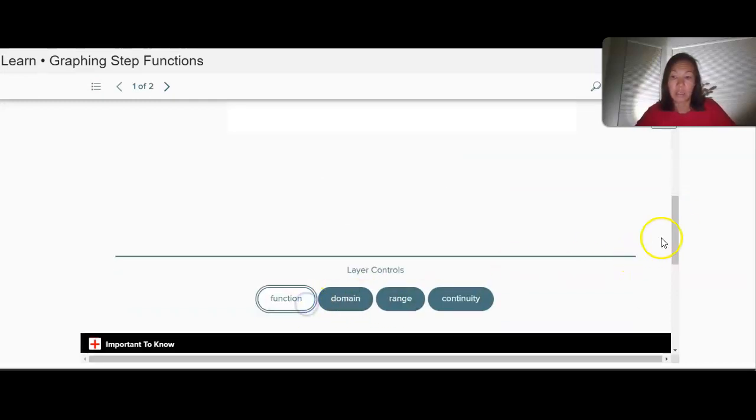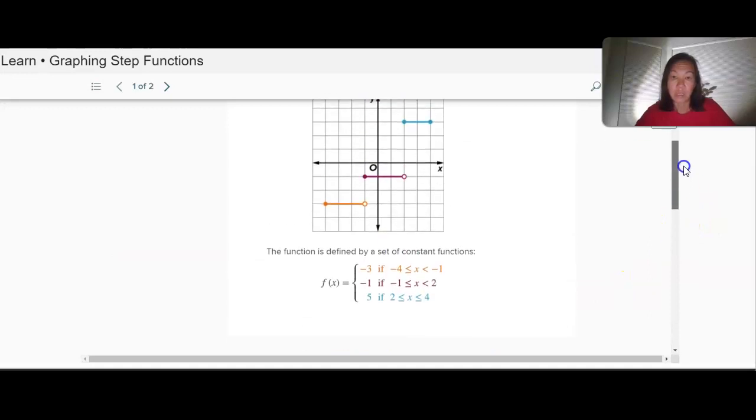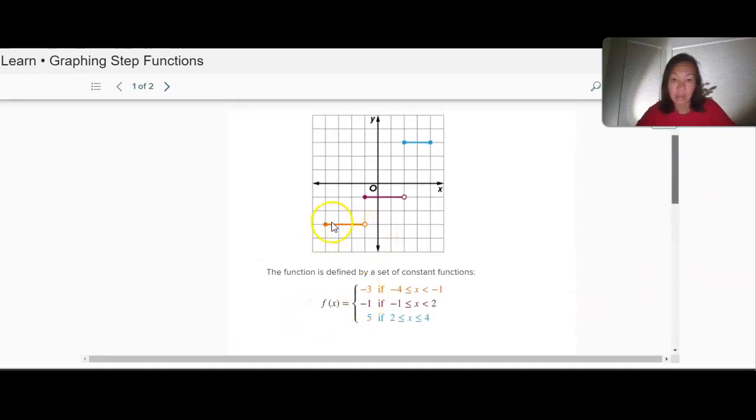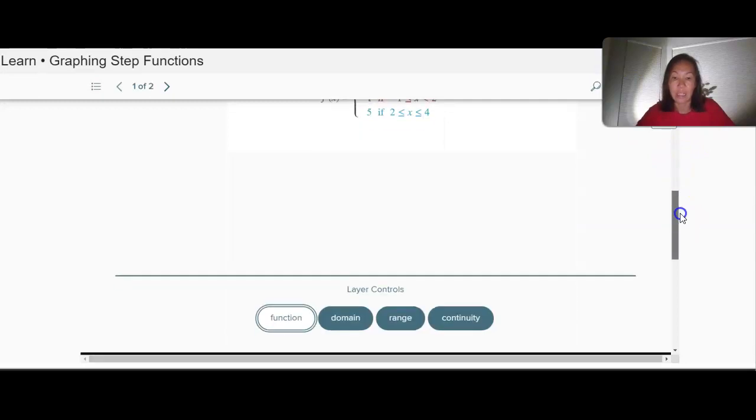So with this function, this one would be a piecewise function. It's -3 between -4 and -1 on the x-axis. Then y equals -1 between -1 and 2. Again, notice the less than for the open circles and the less than or equal to for the closed circles. And then it's up here at 5, so y equals 5 for x values between 2 and 4. These functions are just horizontal lines, so you'll see they're just equal to constants. There's no x in the equation there.